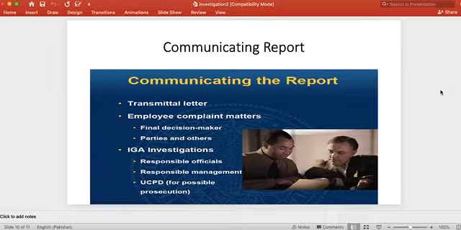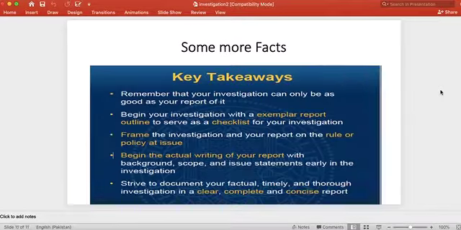Now when the report is ready, it should be communicated. One way of communicating the report is to send it through a letter. Then it can be used to see if the complaint of the employee is there. Then the final decision may be made and parties concerned may be told that this is the situation. In the same way, as the investigation goes on, the responsible officers and responsible management may be pointed out, and all these things combined together can receive the report as well. So whatever report has been generated, it should be conveyed to all the relevant people.